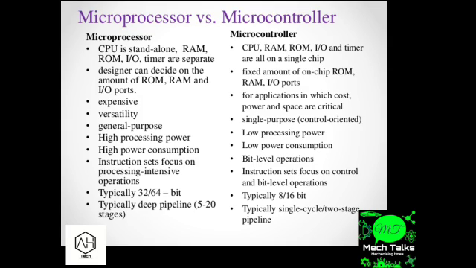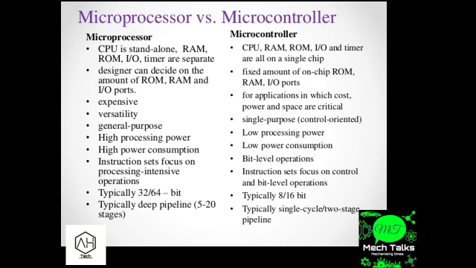So when we talk about processing, the microprocessor has instruction sets focused on processing intensive operations. For example, CAD level or simulation programs require intensive operations. But in case of microcontrollers, they only focus on bit level operations and simple controls. Microprocessors may be 32-bit or 64-bit, but microcontrollers are typically 8 or 16-bit.